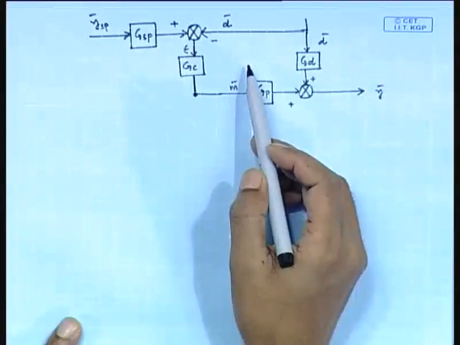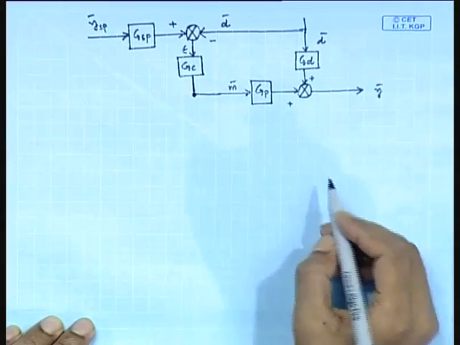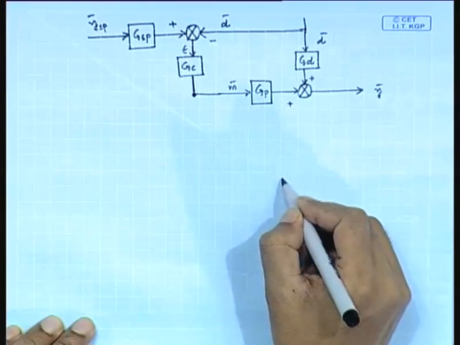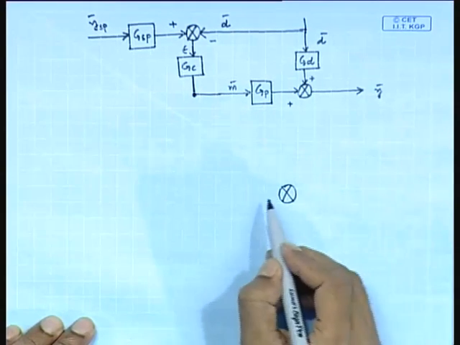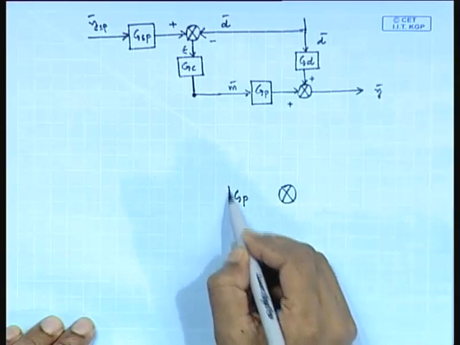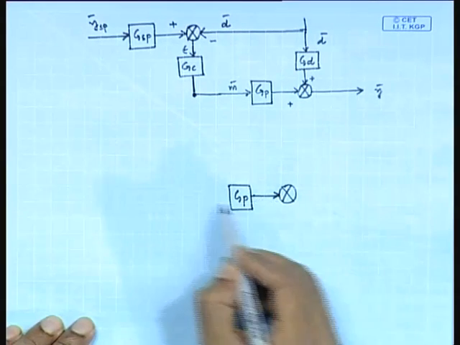Now, in this block diagram you see the final control element and measuring device are not included. If we wish to include that, then we obtain the closed loop block diagram.